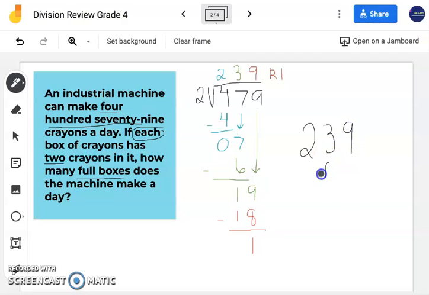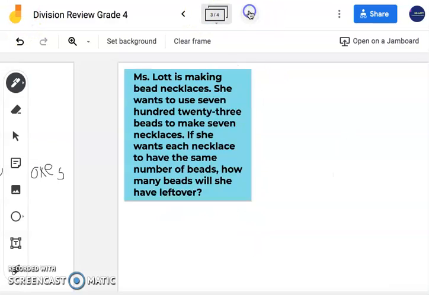So it's important that we thought about my remainder, to determine if there was anything left over, but here all we want is our 239 full boxes. And that's all we're going to include as my answer choice. We don't need that remainder here. We only want just the quotient of 239 full boxes. So now we're going to move to the next problem.